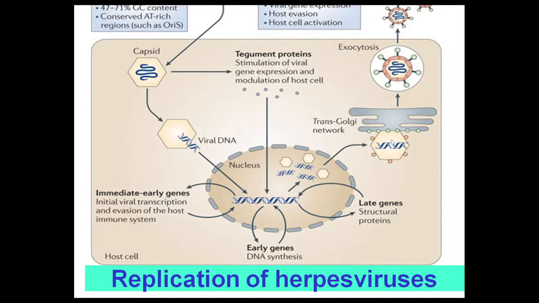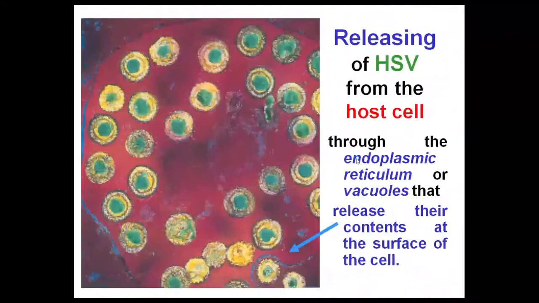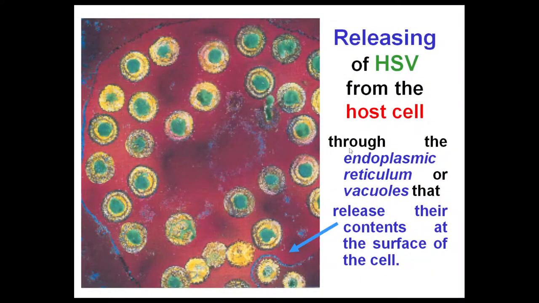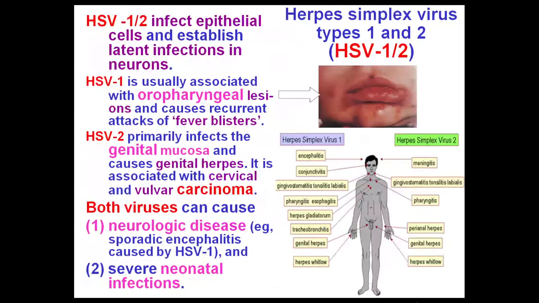Then through the cytosis from the Golgi network, they will get a sufficient amount and the set of glycoproteins, and then they will be released by exocytosis or cell lysis. So here you can see the release of herpesviruses from the ER or vacuole that release their content at the surface of the cell, and then the virus will leave the cell.